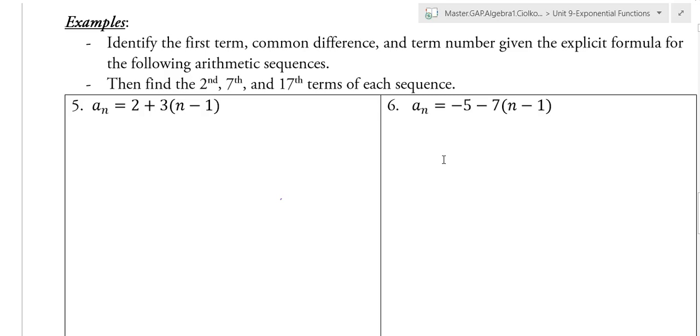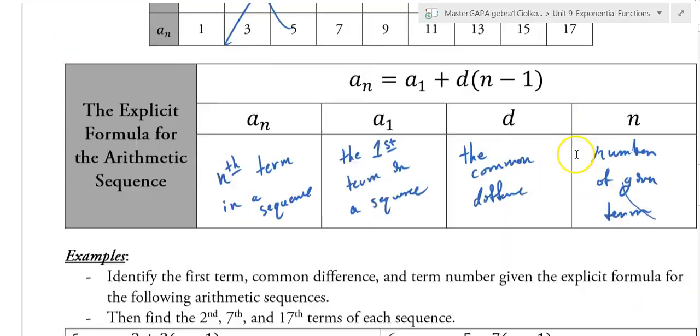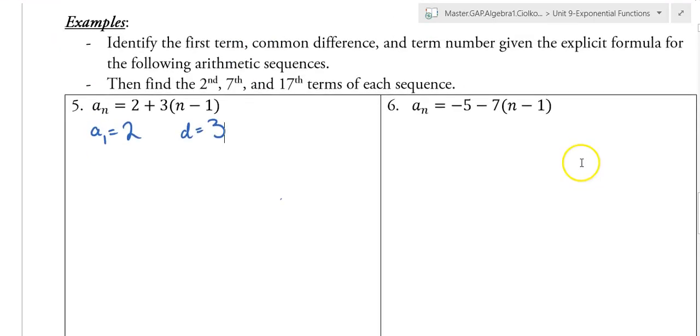Alright, so here, our first term, A1, that's what's out front here, that's 2. Our D is 3. Moving on a little bit here. Notice that n minus 1 is going to be a constant in this form. That's just always there, so just be used to it. So A1 and D are what changes.